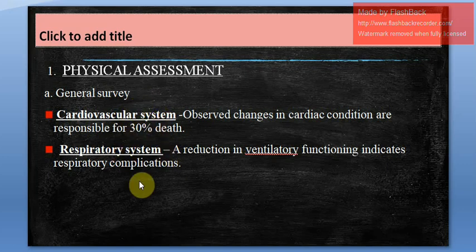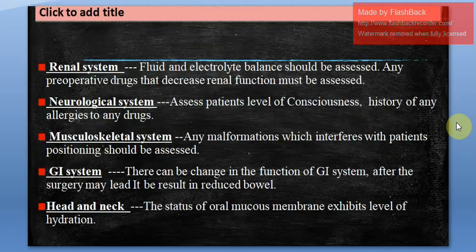Next is respiratory assessment. In that you have to assess the breath sounds of the patient, or find out the normal breath sounds and abnormal breath sounds. The abnormal breath sounds include wheezing, stridor, crackles and all. So check the ventilatory functioning of the patient, so you can assess if the patient has any respiratory complications.